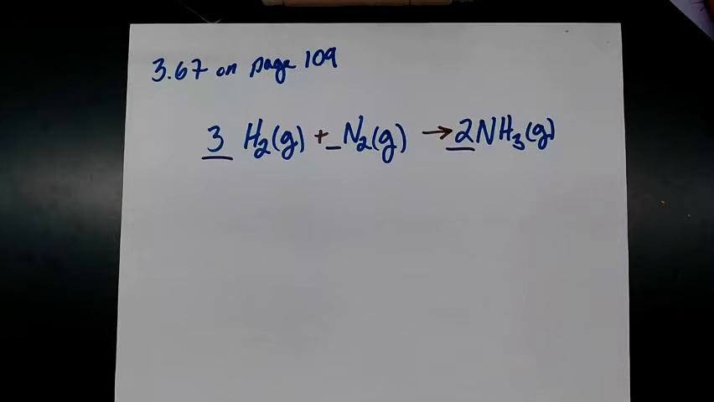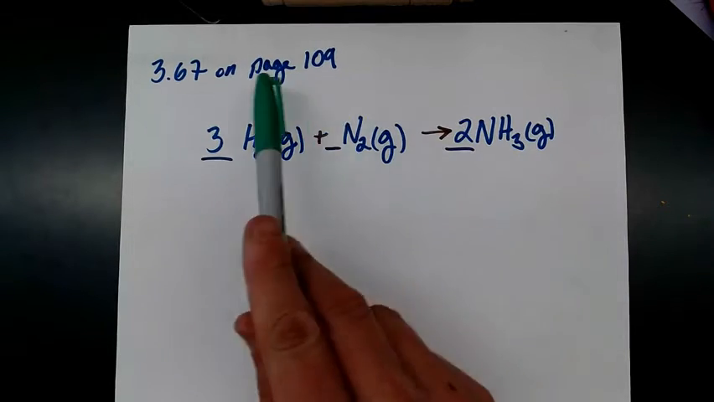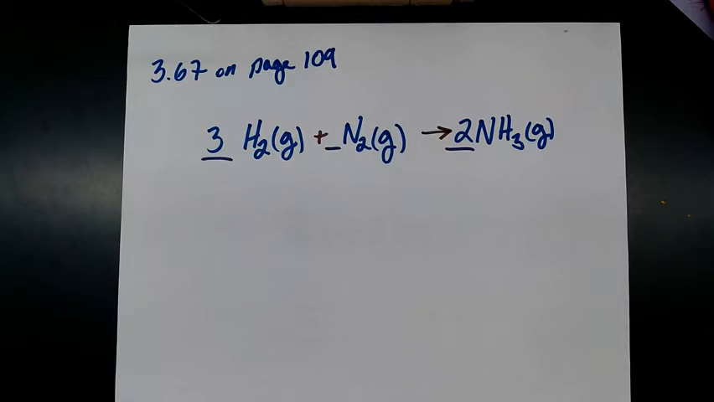All right, folks. Here is an example problem. It's on page 109. It's 3.67. It is not one of the red numbers, so that means the answer is not in the back. But I thought this was a good one to prepare us to look at reactants and products, or the amounts specifically of reactants and products.